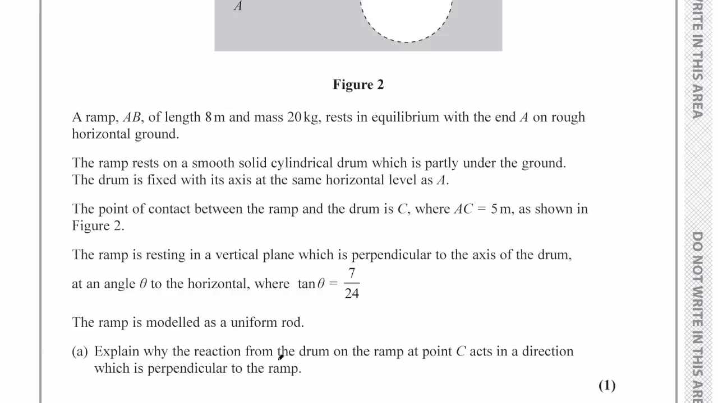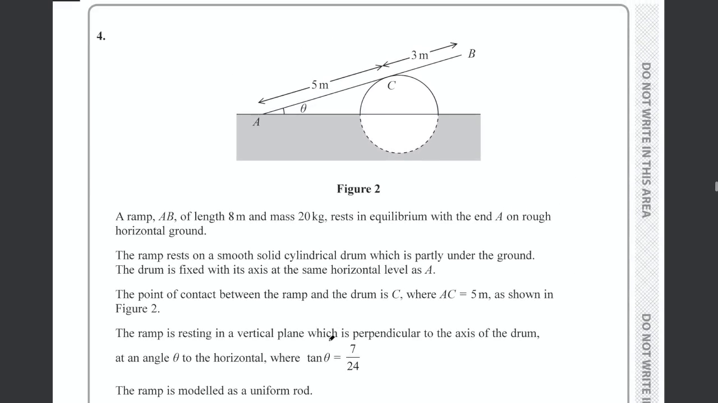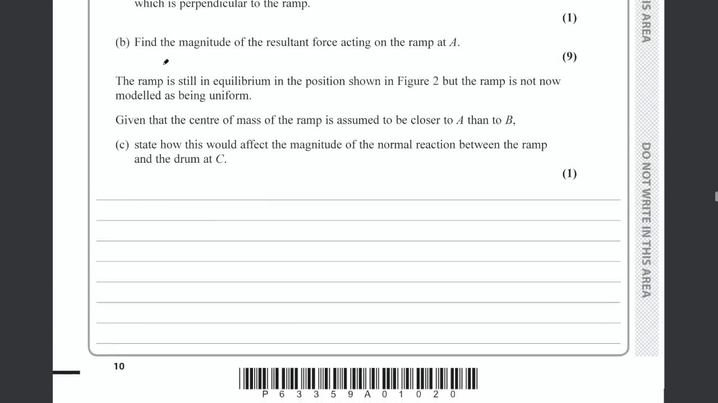Part A says explain why the reaction from the drum on the ramp at point C acts in a direction which is perpendicular to the ramp. Alright, so they tell us that it is a smooth, solid, cylindrical drum. Smooth meaning we're not considering friction between the rod and the drum. If there's no friction, then there's no other forces other than the force pushing from the drum on the rod, which will be perpendicular to the ramp. So basically the idea is there is no friction between them. Okay, so that's my answer for part A.